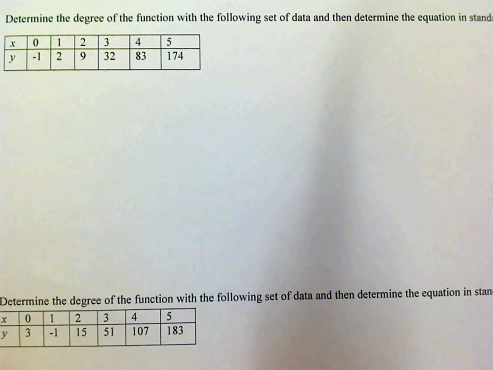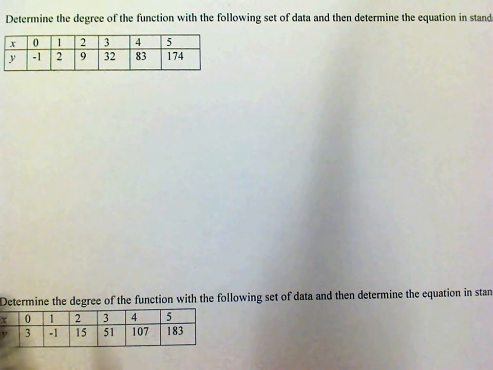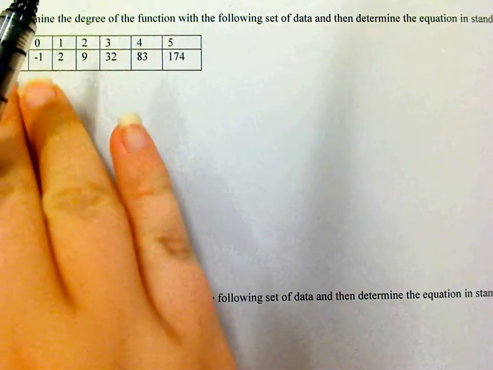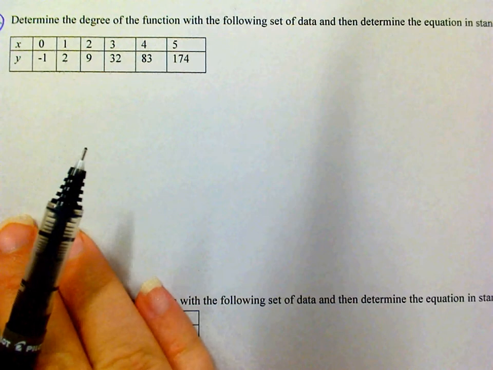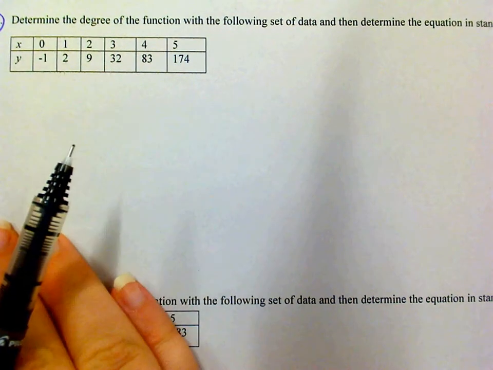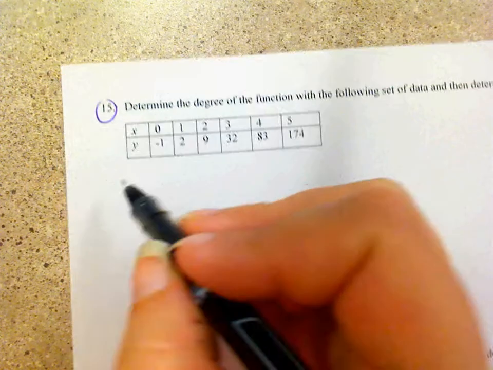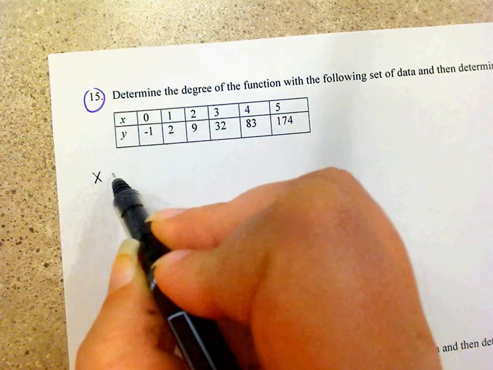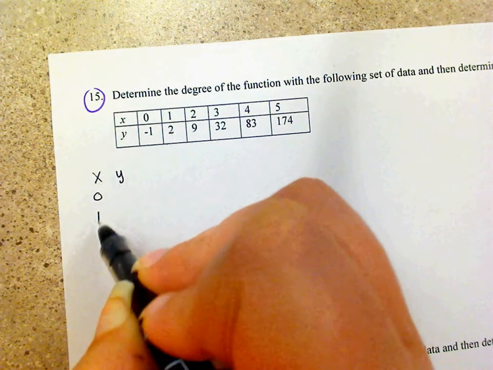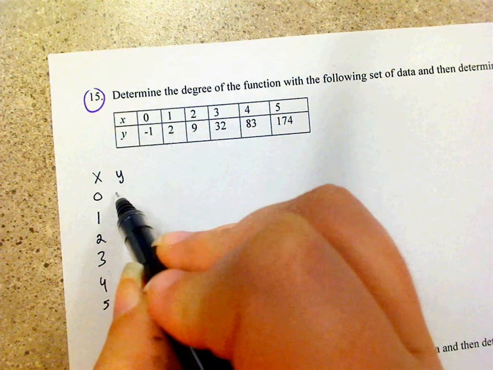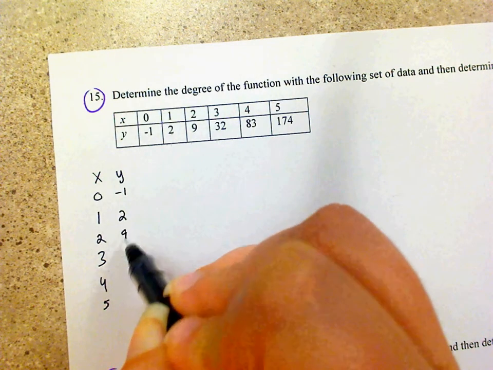Okay. Very important. You need to make sure that when you find differences, so a lot of times we do it vertically, and I'll go ahead and do that this time, but you can also do it horizontally, so it's just whatever. So I'll go ahead and show you in case you prefer. x is 0, 1, 2, 3, 4, and 5. y is negative 1, 2, 9, 32, 83, 174.